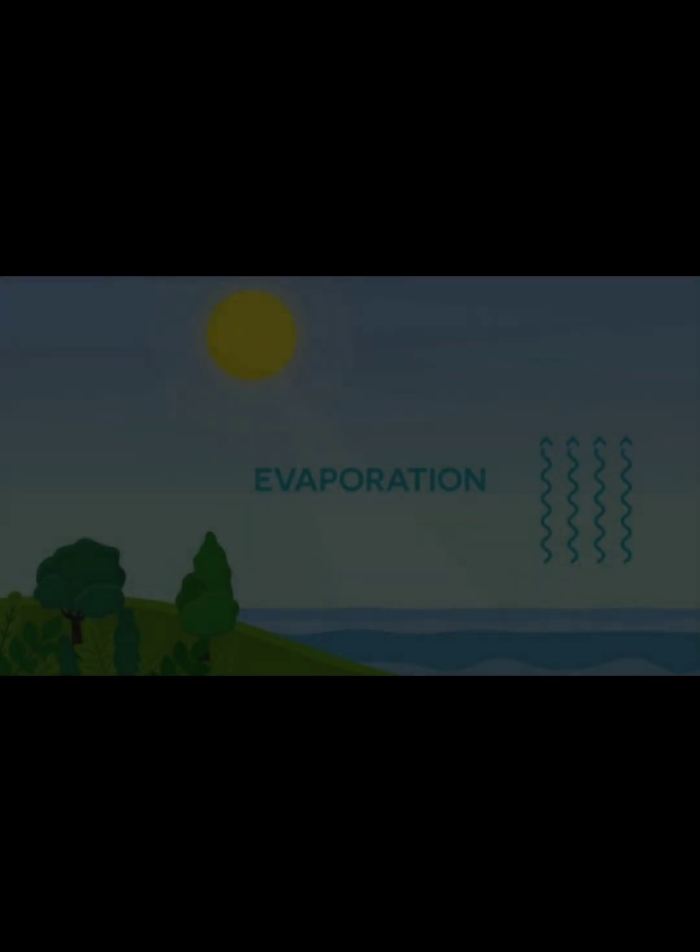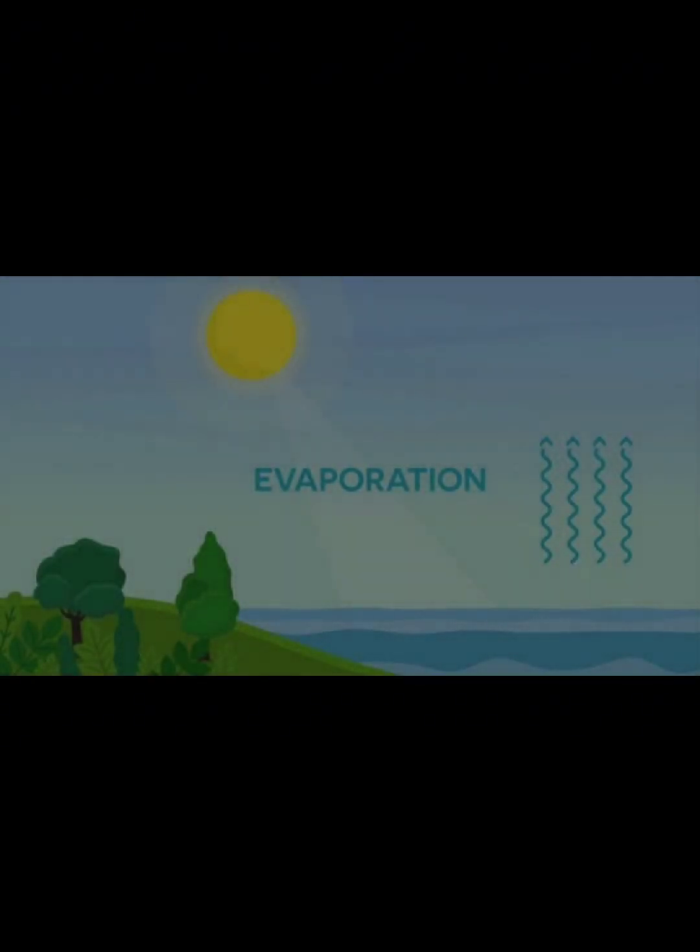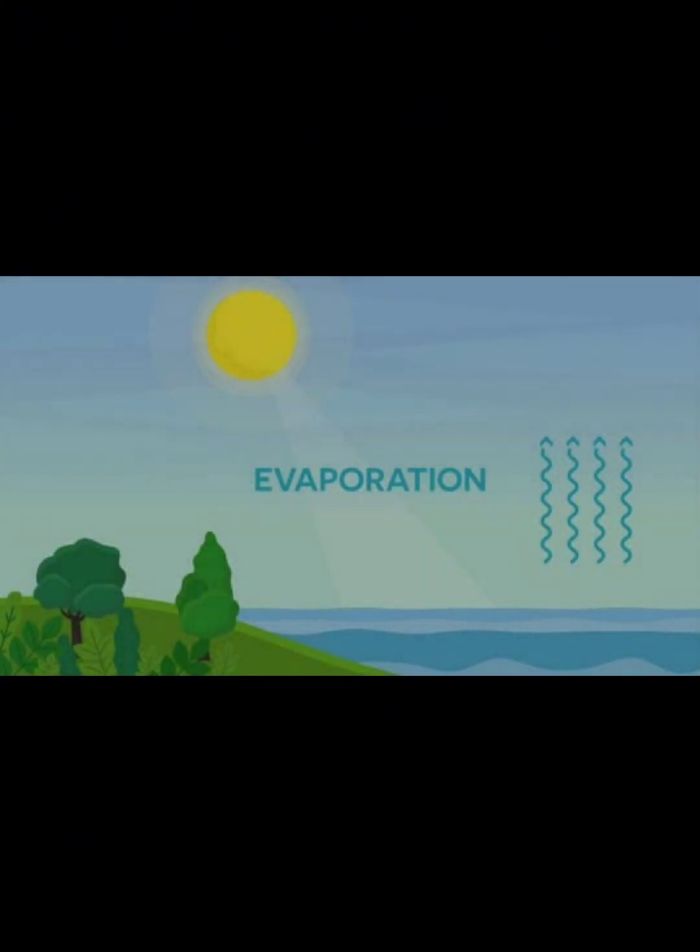Our journey begins with evaporation, where the sun's radiant energy transforms water from oceans, lakes, and rivers into water vapor, as you can see in the image. As the water molecules gain energy, they break free from the liquid state and rise into the atmosphere.